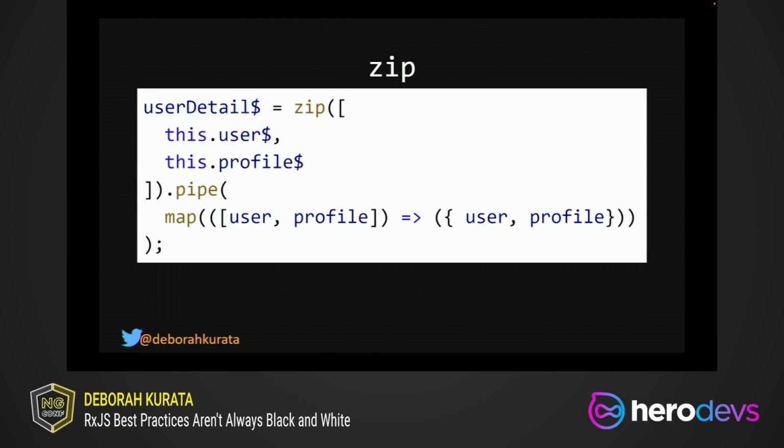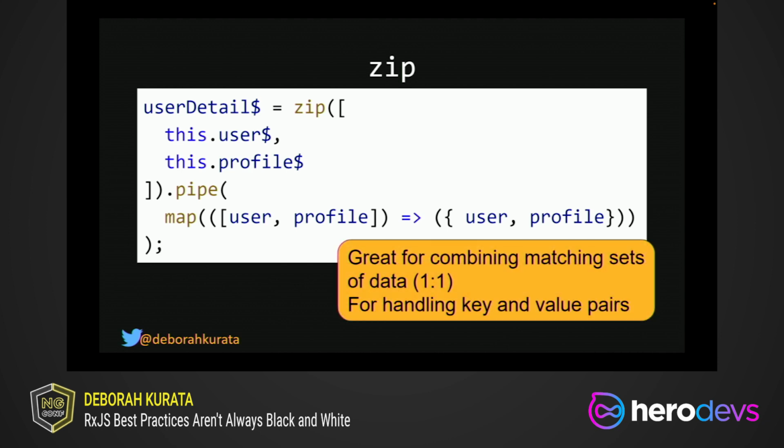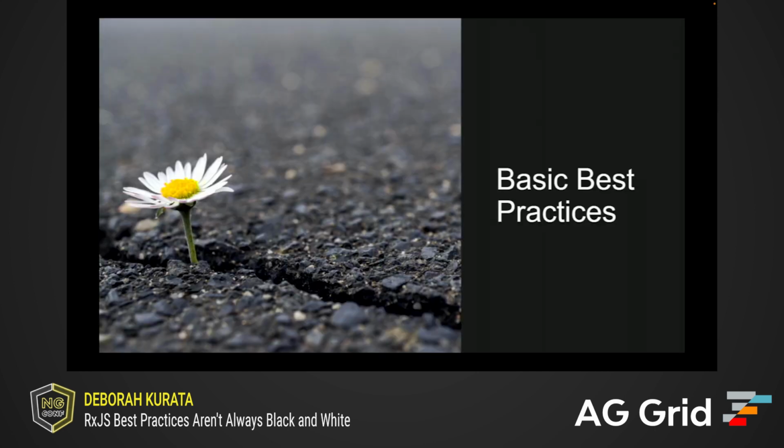Here's an example of a zip. We're zipping the user with their profile. So it's good for combining sets of one-to-one data. It's also great for handling key and value pairs. Previously, I did a talk at ng-conf where I covered the group by, and I used zip to match up the key and value pairs of the group by.